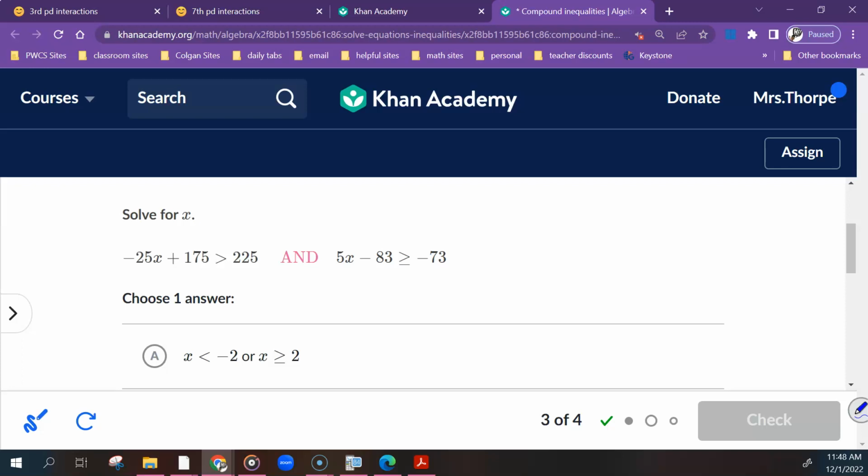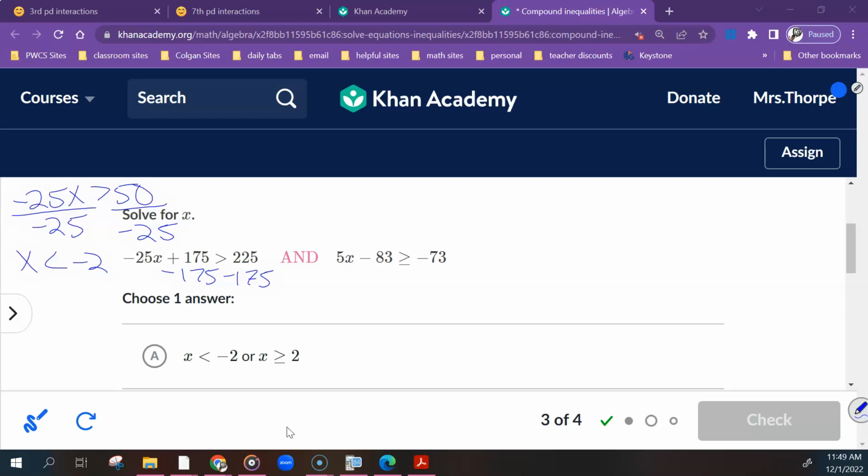So solve them separately. Subtract 175 to both sides on this one. Divide both sides by negative 25. The sign is going to change direction. So we have x is less than negative 2. Some of these problems will give you fraction or decimal answers. Some of them won't. It just depends on the problem.